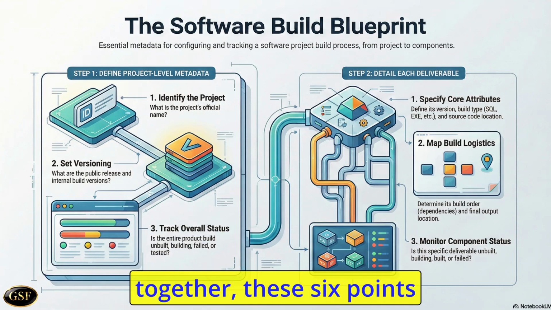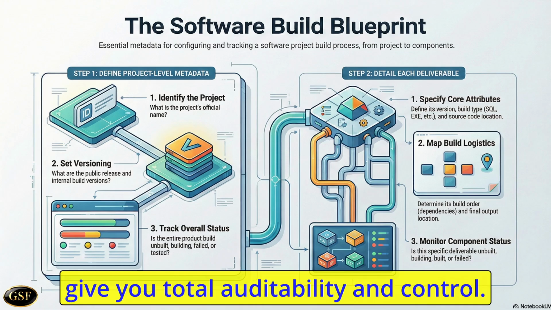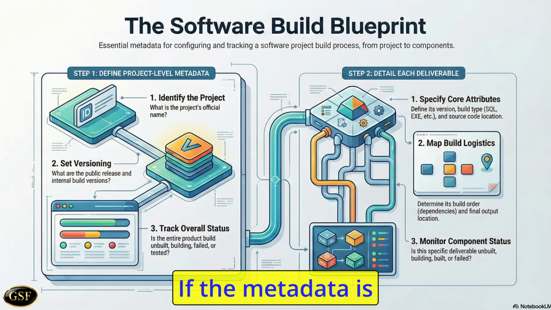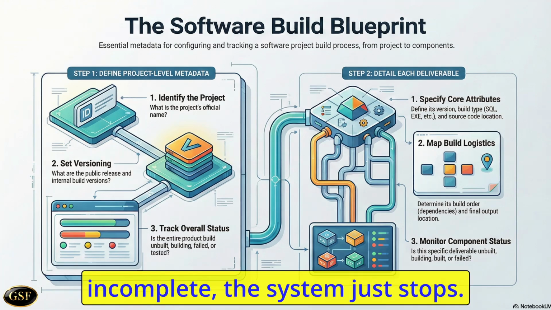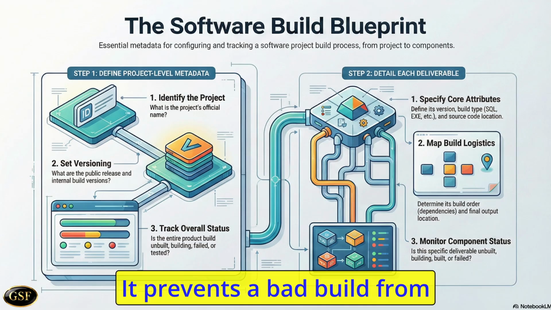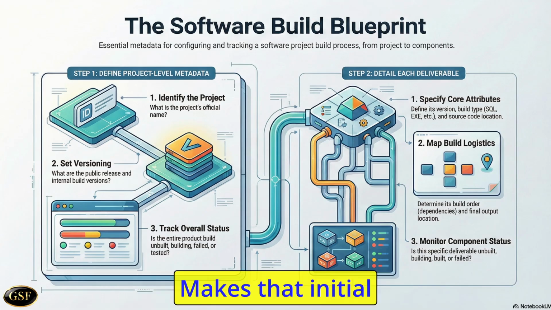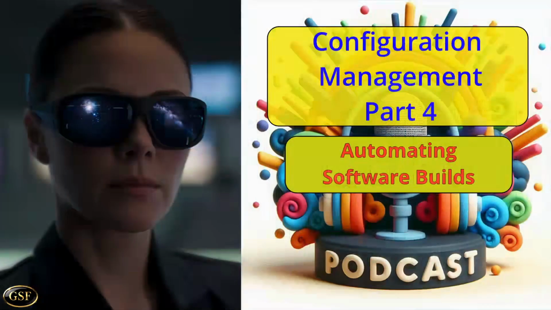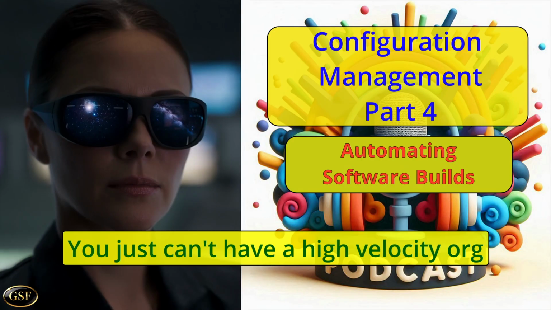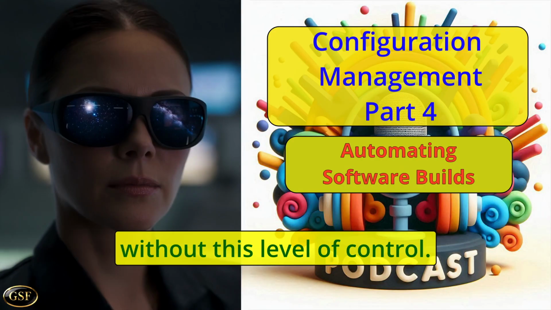So if we put it all together, these 6 points give you total auditability and control. If the metadata is incomplete, the system just stops. It prevents a bad build from ever getting into the pipeline. Makes that initial overhead totally worth it. It's the foundation of quality. You just can't have a high-velocity org without this level of control.